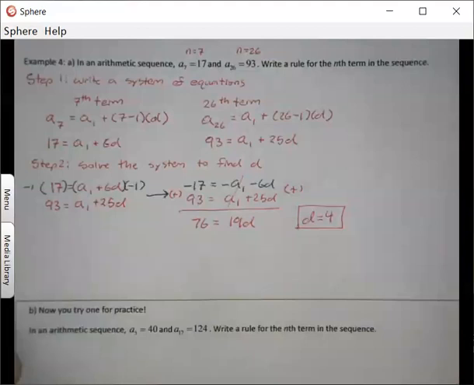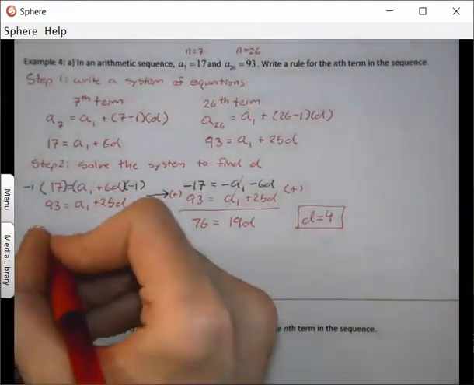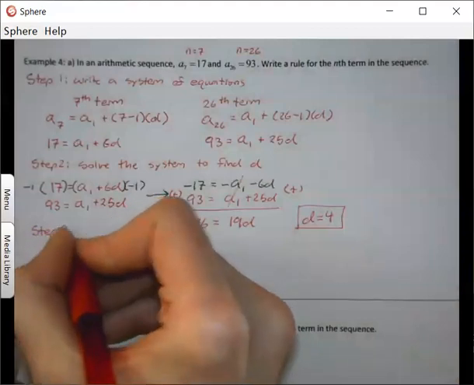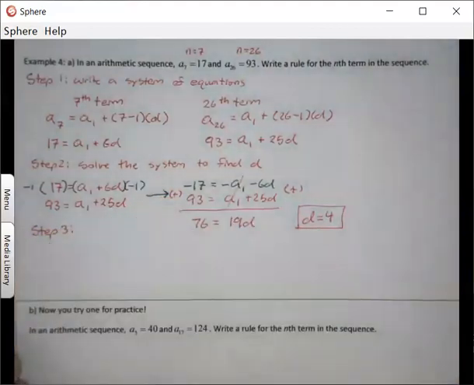Now that we have our common difference, we can use that to find our first term, our a sub 1. So step 3, find a sub 1 using your common difference.